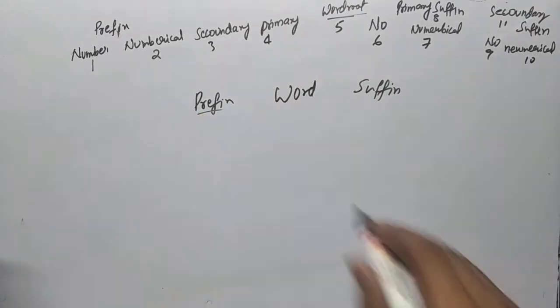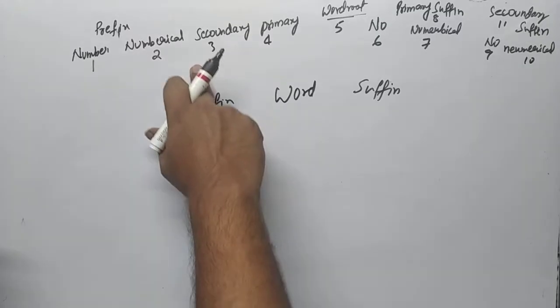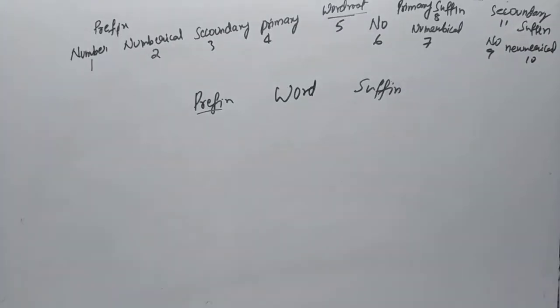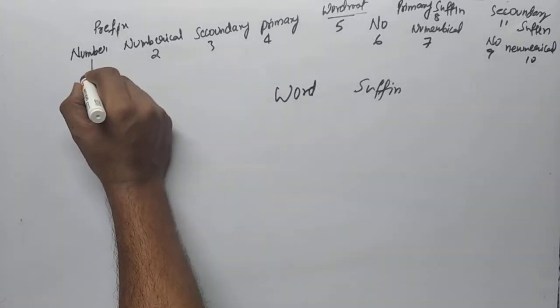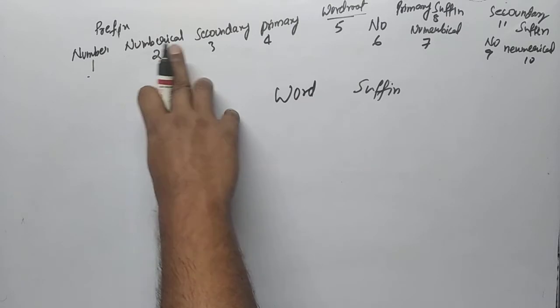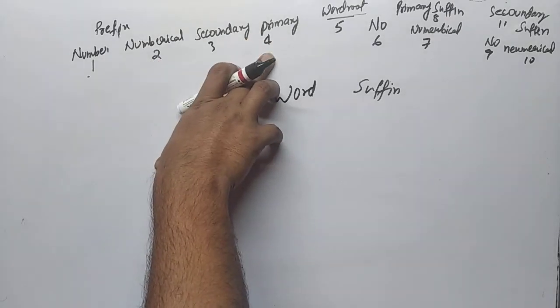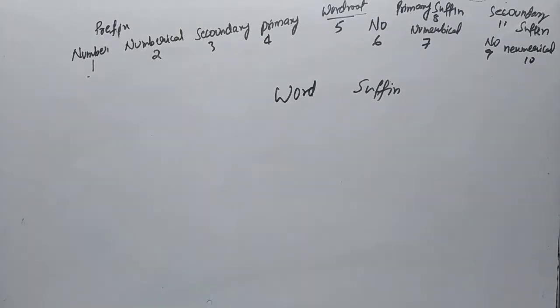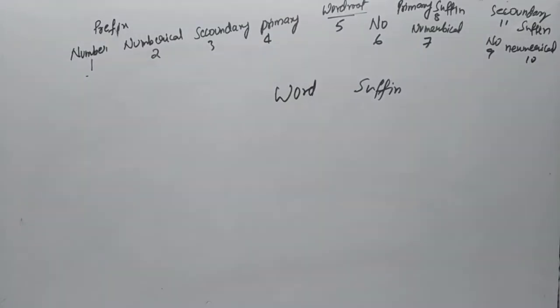But prefixes are again of 4 types: number, numerical, secondary, primary. And here they have given the preference order. Suppose you want to write the prefix, first you have to write number, after that numerical, then secondary, then primary. This order 1 2 3 4 is also in your textbook. At the 5th position you have to write the word root.